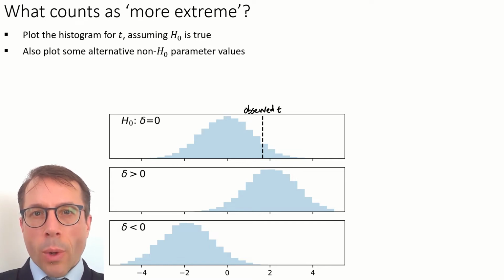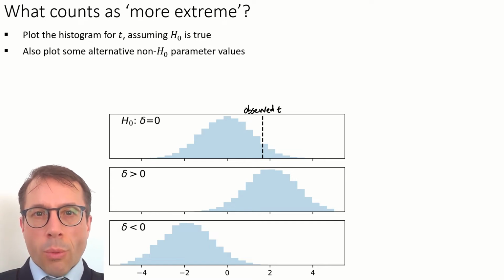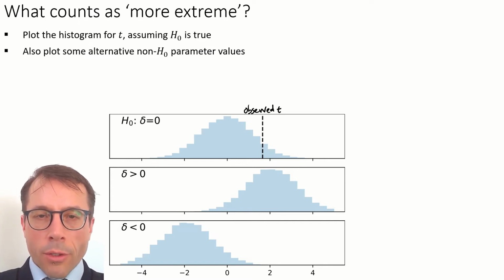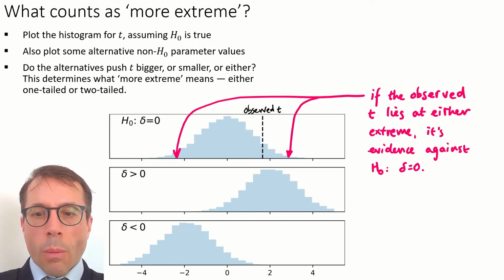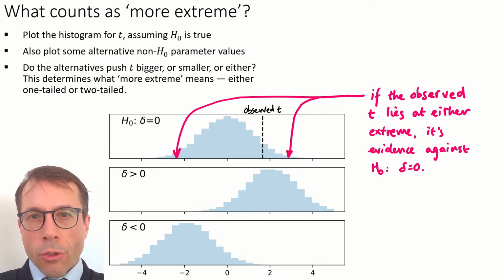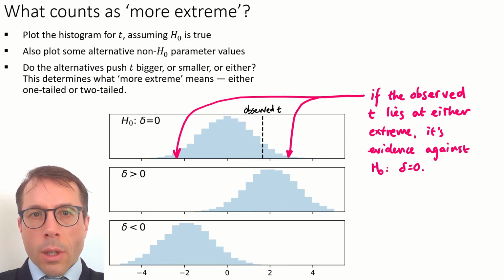If I pick parameters where delta is above 0, the histogram ends up further on the right, and if I pick parameters where delta is less than 0, the histogram ends up further on the left. So this is how I decide what more extreme shall mean. If I got a t-value on the extreme right of the top histogram or on the extreme left, either way it's a suggestion that H0 might perhaps not be true. Cases like this, where extreme means either tail of the histogram, are known as two-tailed tests.